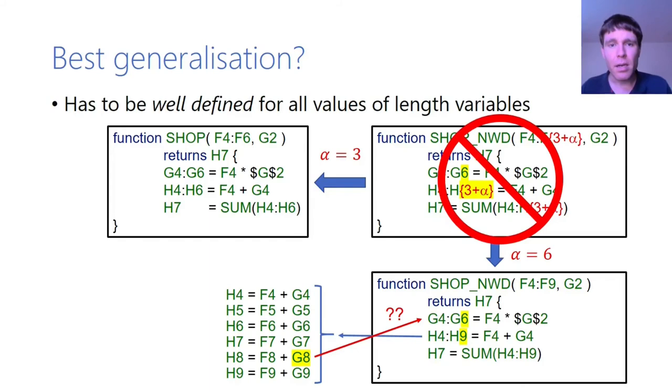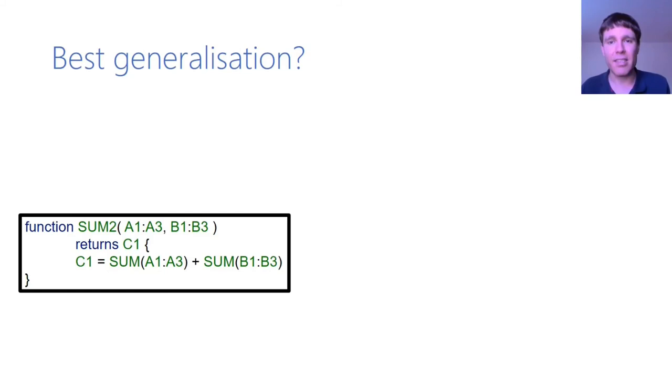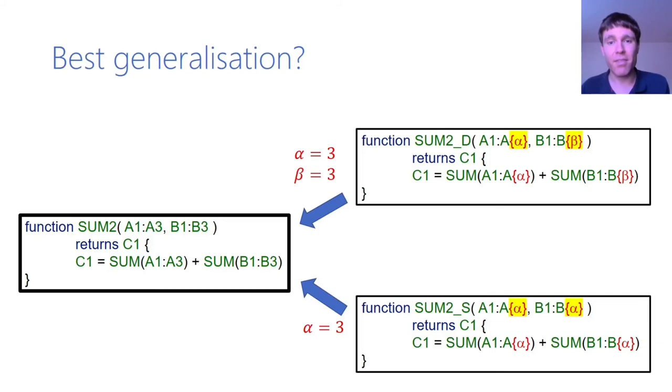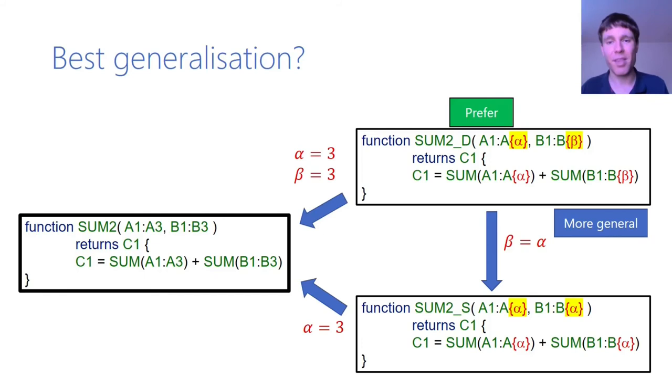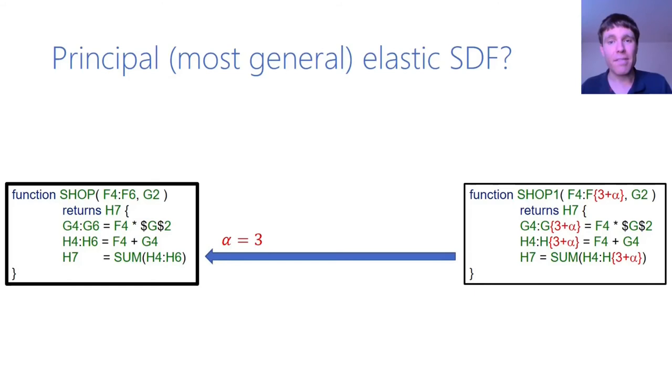To illustrate the next point, consider this contrived sum2 SDF that sums two arrays and adds the totals. Here are two well-defined generalizations. Sum2d allows the arrays to be different lengths alpha and beta, while sum2s requires them to be the same length alpha. We say that sum2d is more general than sum2s, since it can be converted to sum2s by substituting for the length variables. We prefer sum2d to make sure we generalize as many degrees of freedom in the original SDF as possible. So given an SDF like shop, if there's a well-defined generalization that is more general than all the others, which we call principal, that's the one we want.